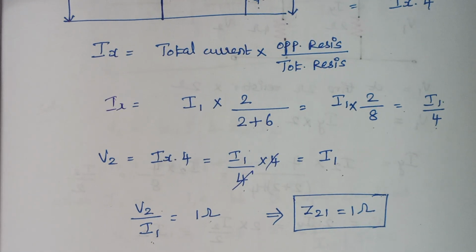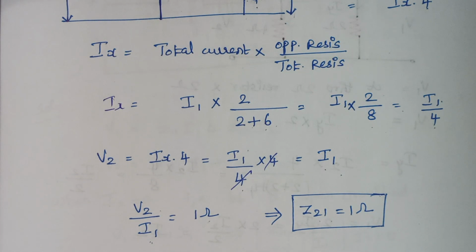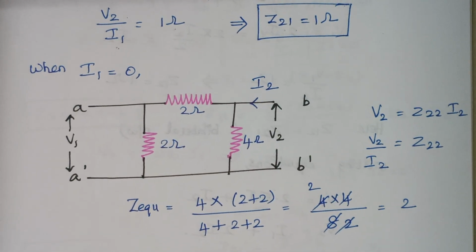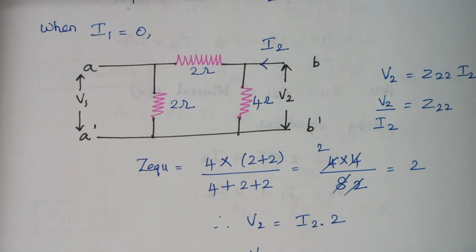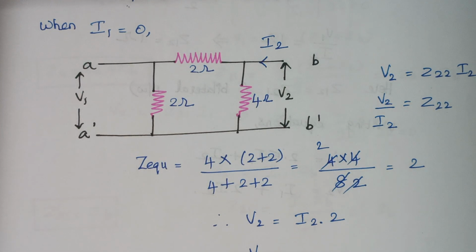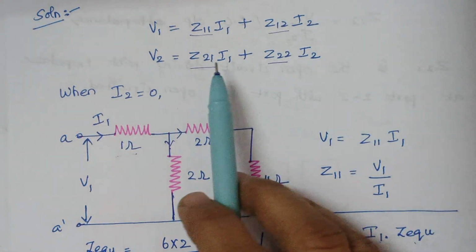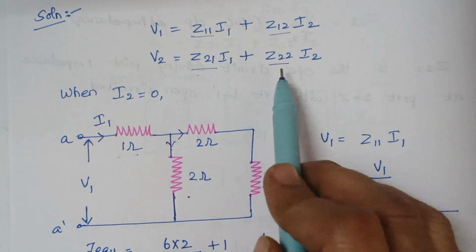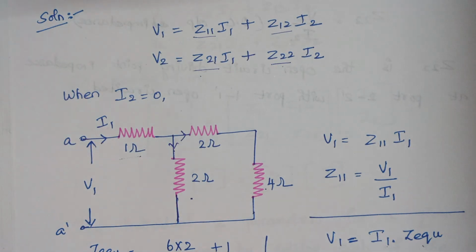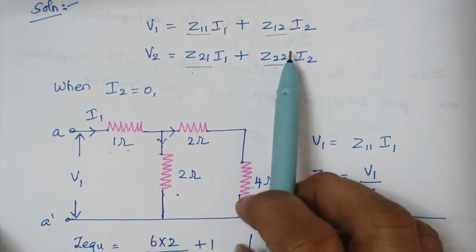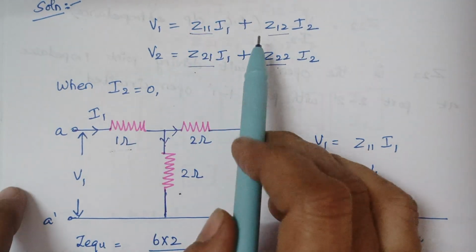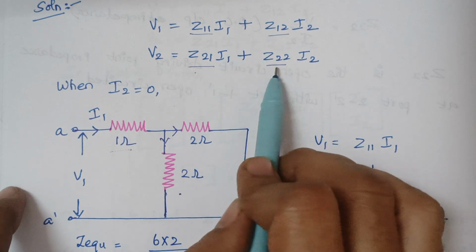Right. Now we are going to find the value of Z22. So here you see, just like the derivation part, to find the value of Z22, what we are going to do? We are going to make the value I1 as 0. You see, here we have calculated Z11 and Z21. Now we are going to calculate Z12 and Z22. So here we are making I1 term 0. Once I1 is made 0, these two terms will vanish. So we can easily find Z12 and Z22.